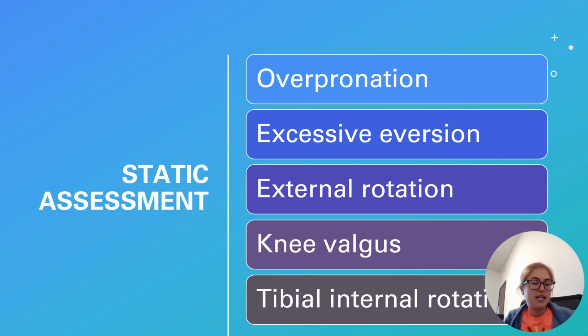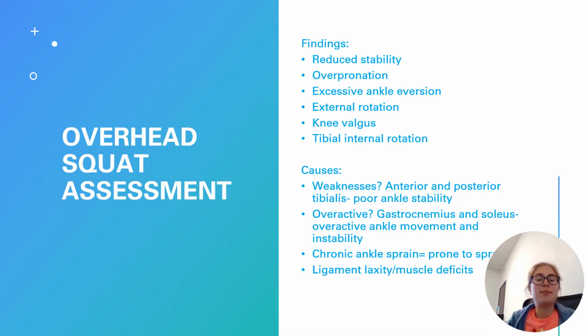So we did do a static assessment, and we did find overpronation, excessive eversion, external rotation, knee valgus, and tibial internal rotation. Based on that, we wanted to go to the overhead squat. We saw a lot of similar things, such as reduced stability, the overpronation, excessive ankle eversion, external rotation, knee valgus, and tibial internal rotation. And so some of these things are like, what could cause this?